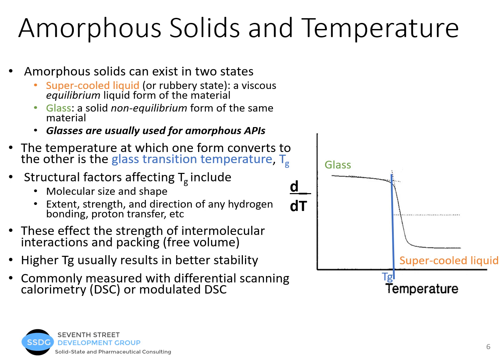There are a number of structural factors that can impact the glass transition temperature, including molecular size and shape, for the API or the polymer, and also the extent, strength, and direction of any hydrogen bonding, proton transfer, and pi-pi stacking. Higher Tg usually results in better stability, but it also depends on what temperature we're storing the material at. That's just as important as the glass transition temperature. Tg is commonly measured with differential scanning calorimetry, known as DSC, or modulated DSC.